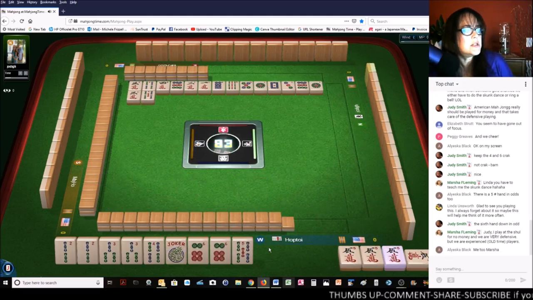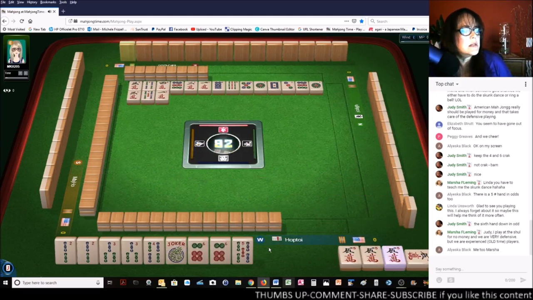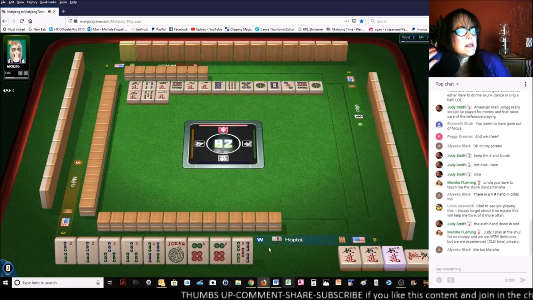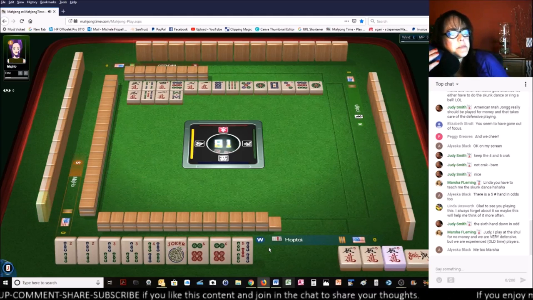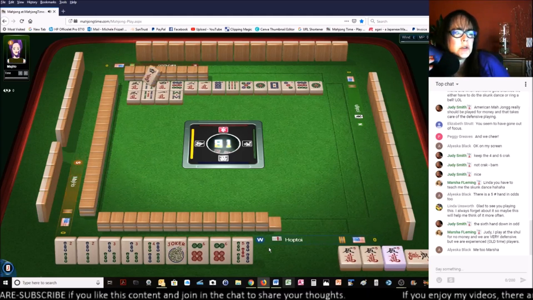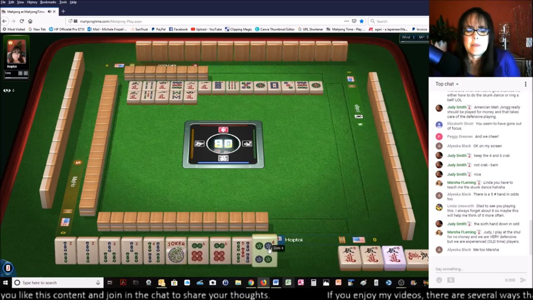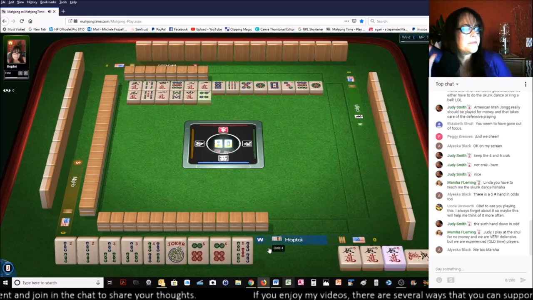Let's see here. Judy, you play at the Shul for no money, and you are very defensive, but you are experienced players. Oh, that's nice. 8 bamboos. What does it mean, play at... Oh, you play at the Shul. 4 characters. Oh, we'll discard that.